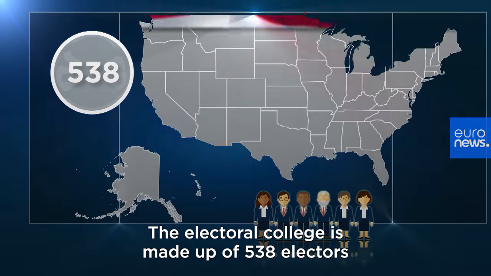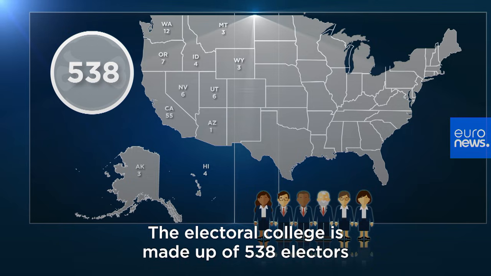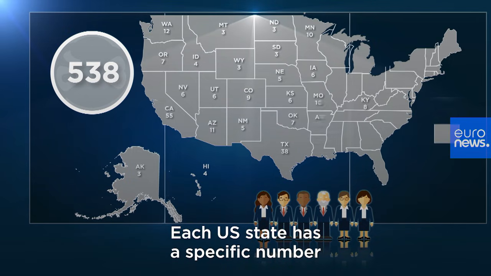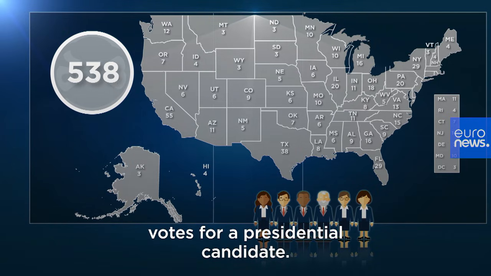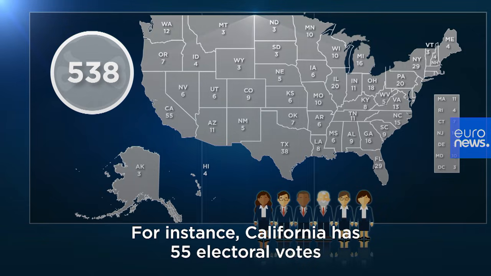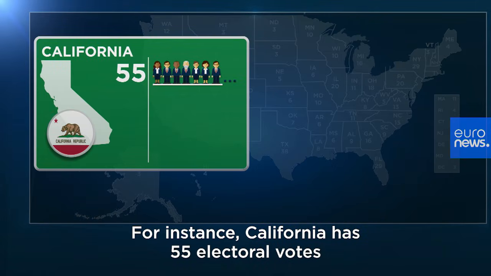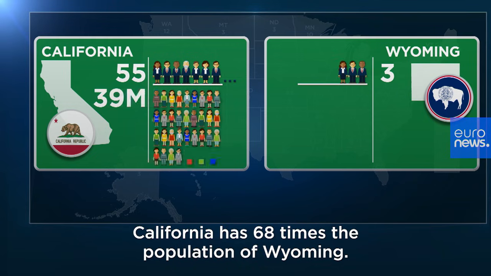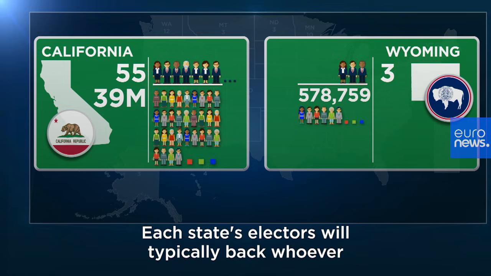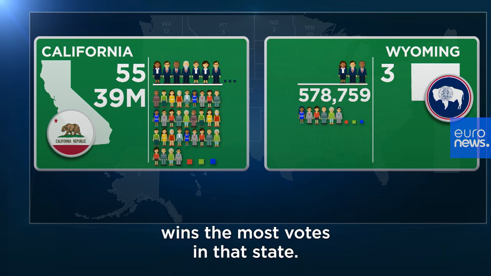The Electoral College is made up of 538 electors. Each U.S. state has a specific number based on its population, and each of those electors votes for a presidential candidate. For instance, California has 55 electoral votes, while Wyoming has 3, even though California has 68 times the population of Wyoming. Each state's electors will typically back whoever wins the most votes in that state.